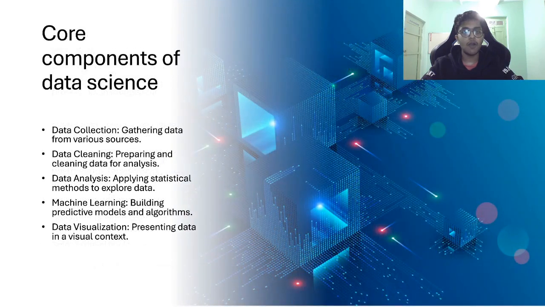We have the core components of data science. Firstly, it is data collection, that is gathering data from various sources. Next we have data cleaning, that is preparing and cleansing of data for analysis. Next we have data analysis, that is applying statistical methods in order to explore data. Next we have machine learning, that is building predictive models and algorithms. Lastly we have data visualization, that is presenting data in a visual context. Moving on with the next slide.